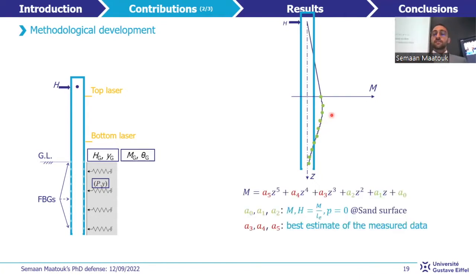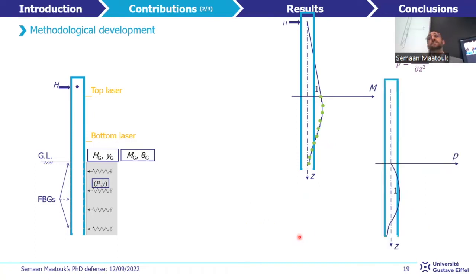Then the bending moment profile is obtained by interpolating the measurements using a polynomial of order 5, where the first three coefficients are obtained from the bending moment M and the shear force H, calculated at the level of the fiber Bragg grating position at the center face, and from the absence of the soil reaction P at the center face. And the remaining coefficients are obtained from a best fit of the measured data.